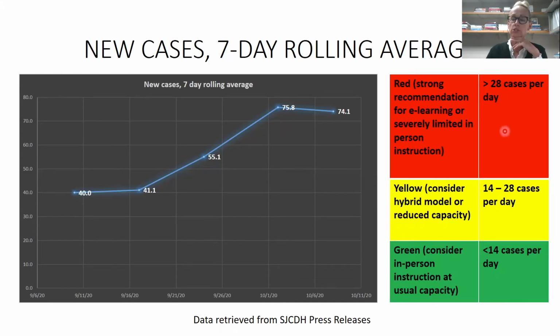If you're having greater than 28 new cases per day, you're in the red zone, and it's strongly recommended that you do e-learning or severely limit in-person instruction. If you're having 14 to 28 cases per day, you're in the yellow zone and you want to consider a hybrid model or reducing the capacity, the number of staff, personnel, and students in the building at any given moment. If you're having less than 14 cases, you're in the green zone, and you are considering having in-person instruction at the usual capacity.